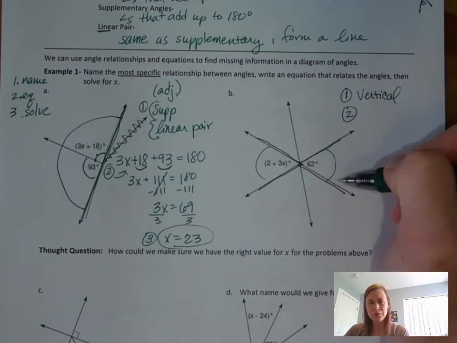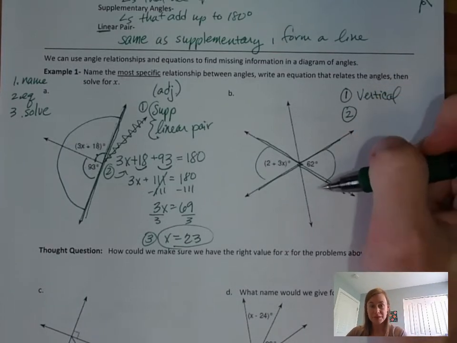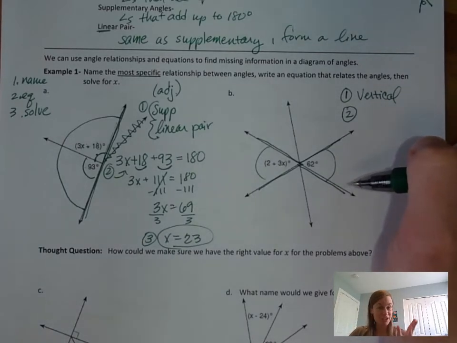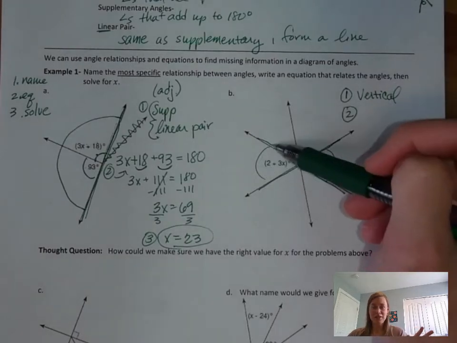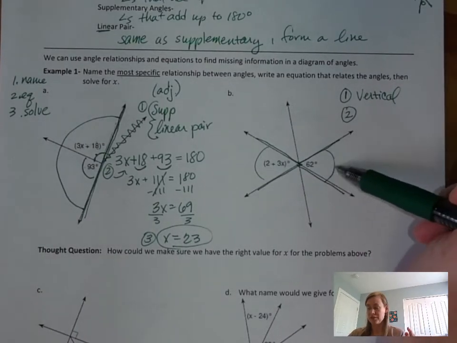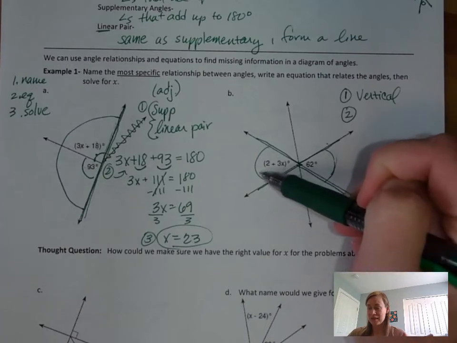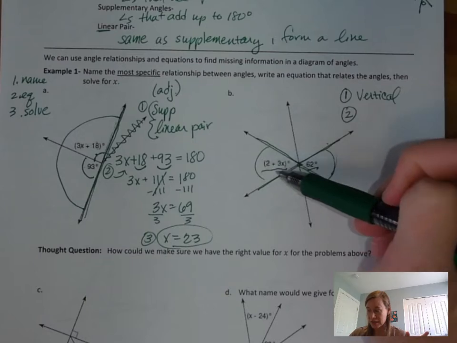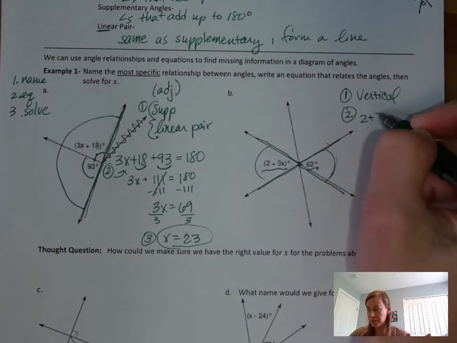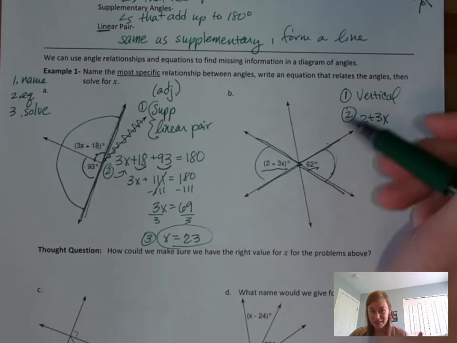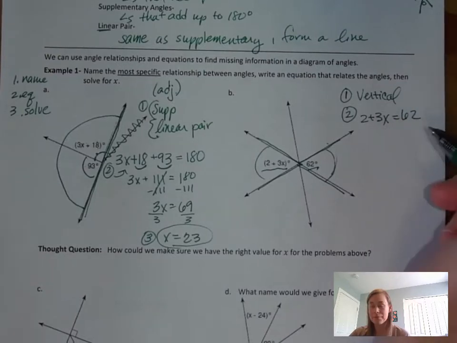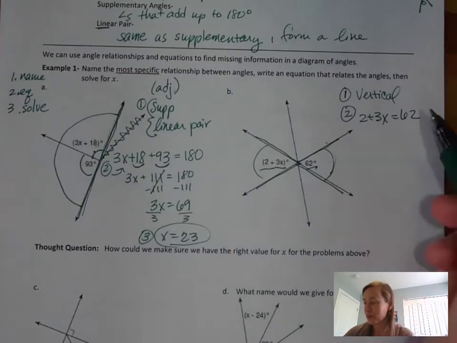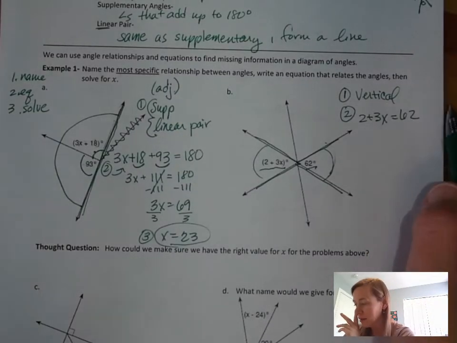Okay, for number 2, let's make an equation. So we know that vertical angles are what? They are equal to each other, right? So we know that this angle measures the same as this angle. That means we can say that this right here is equal to this right here. So let's do that. We're going to say that 2 plus 3x equals 62. Just like that. Because we know the angles are congruent, we can set them equal to each other. Once we have it like this, we can just solve.